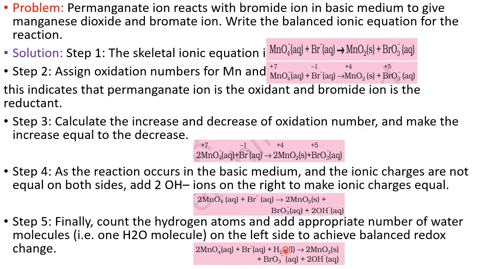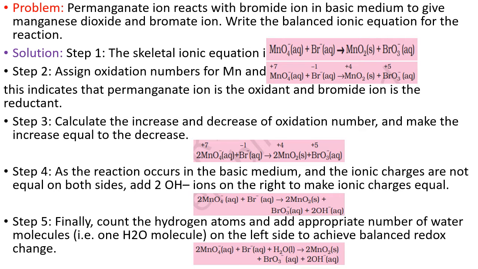Let us check. 2 Mn, 2 Mn. 2 4s are 8 O plus 1 O, 9 O. Here 2 2s are 4, 4 plus 3 is 7, plus 2 is 9. Exact. Now Br 1, Br 1. H2, 2H here. Exactly. The number of atoms on the LHS and the number of atoms on the RHS are equal. You also see the charge. Total charge on the LHS and total charge on the RHS are both equal. That is the confirmation, that is the verification. So in this way, we have to balance a redox reaction in the basic medium by the ON method.